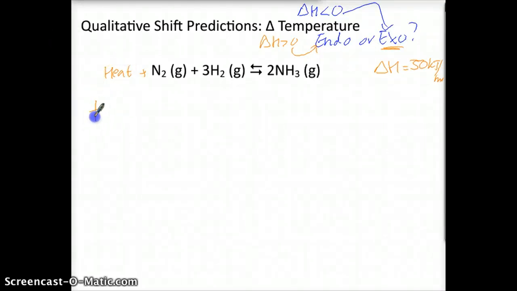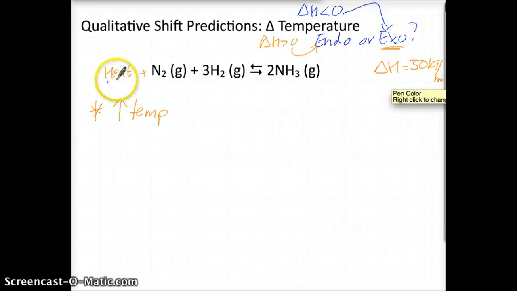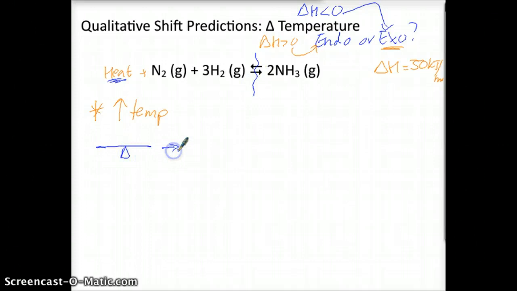So let's say the stress that we do is we increase the temperature. What effect is that going to have? Well, if we increase the temperature, that's adding more heat. Adding more heat is adding more reactants. So adding more reactants is going to make our seesaw look like this. We have too much reactants now. So to get back to equilibrium, I'm going to need to turn some of those reactants into products. So this reaction would shift right.